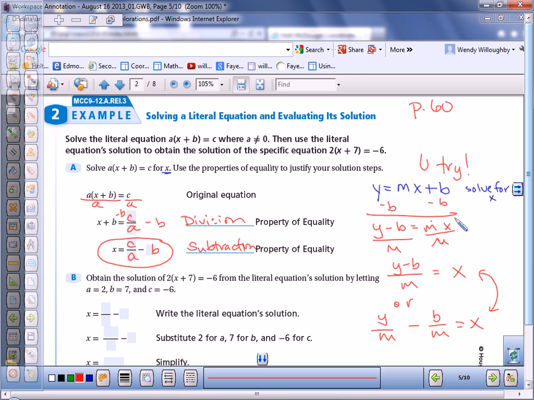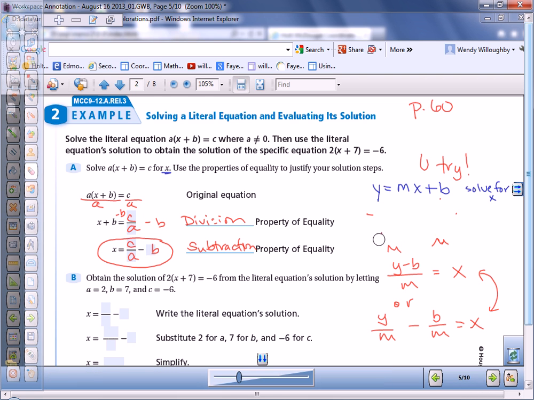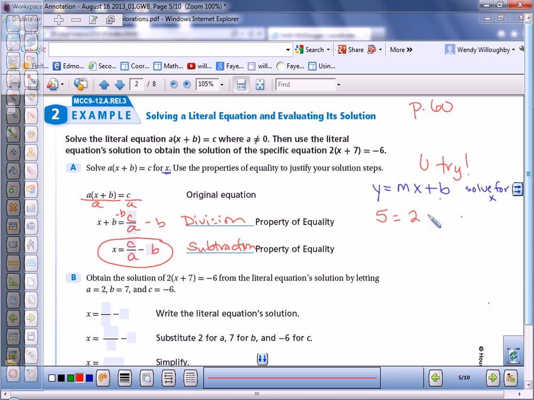Any questions? Yeah. I divided by m on both sides first. Okay, if you divide by m first, you have to be careful. When we're solving, we're going to do just like we would with an equation. So if I gave you this equation, 5 equals 2x plus 3, what would you do first? Okay, so you would subtract 3. Well, the same way you would subtract the b. Does that make sense?